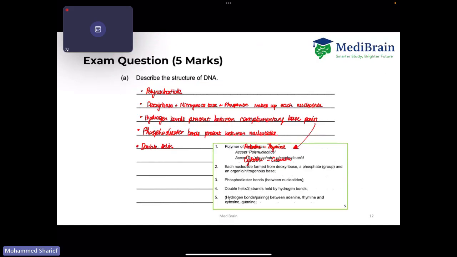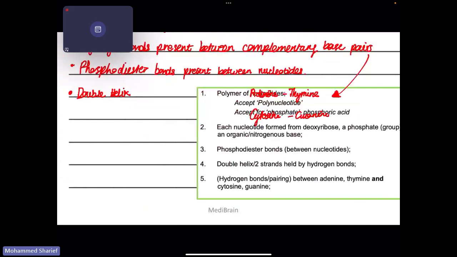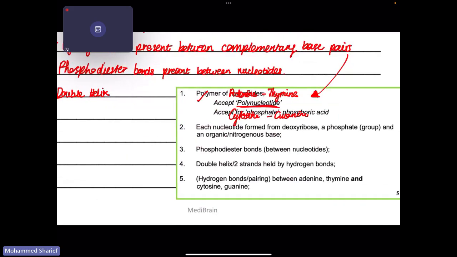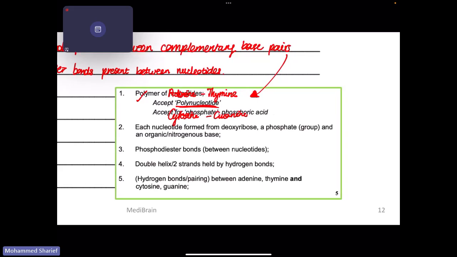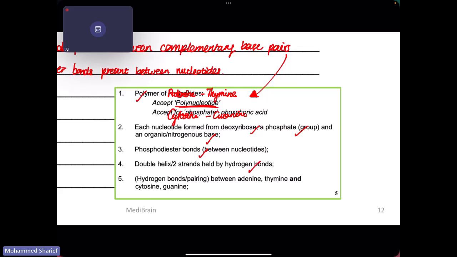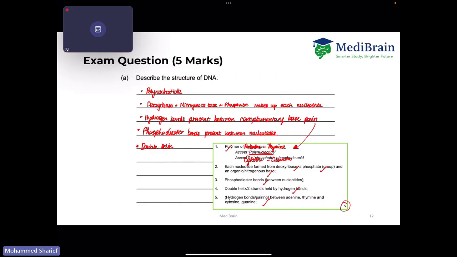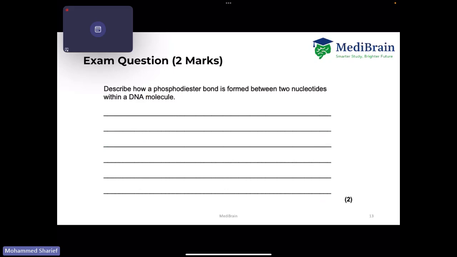We've got 5 points there. Okay, so it's a polymer of nucleotides. Again, I told you polymer of nucleotides accept polynucleotide. Each nucleotide formed from deoxyribose, phosphate, nitrogenous base, phosphodiester bonds, double helix, adenine with thymine and cytosine with guanine, hydrogen bonds present. 5 marks. Okay. Final question, describe how a phosphodiester bond is formed between two nucleotides within a DNA molecule.